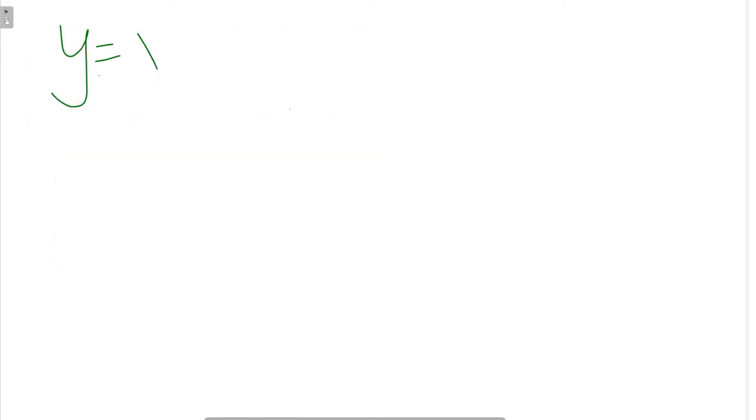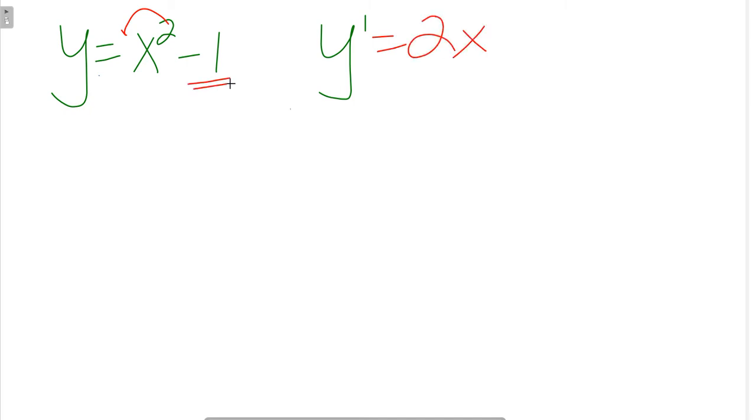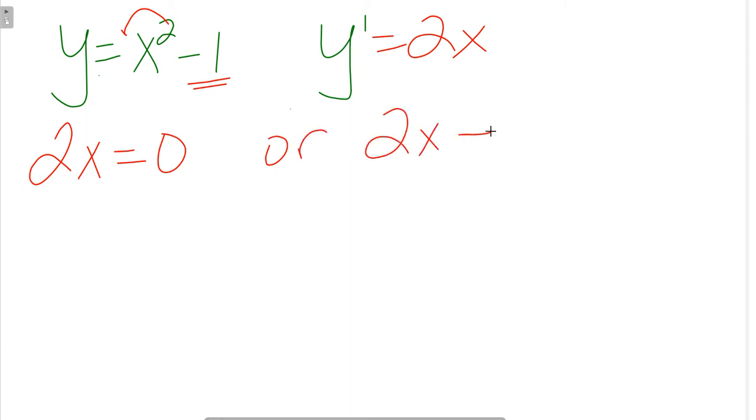If y equals x squared minus 1, then y prime is simply what? Well, take the 2 down. 2x to the 1 less exponent is 2x. The derivative of a constant is 0, so our derivative is simply 2x. We found the derivative. Now we need to find where the derivative either equals 0 or where it is undefined. Okay, let's talk about undefined.